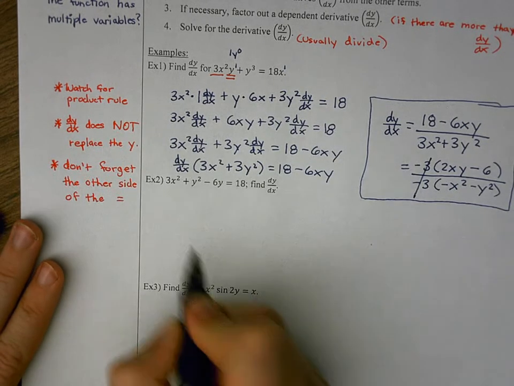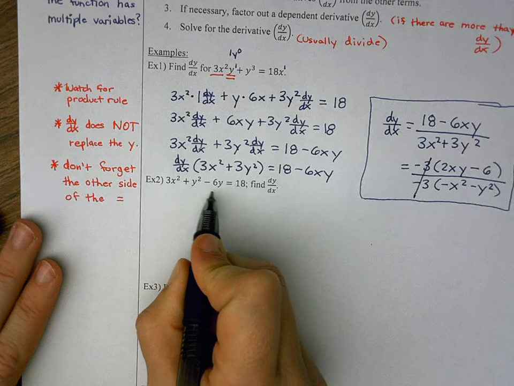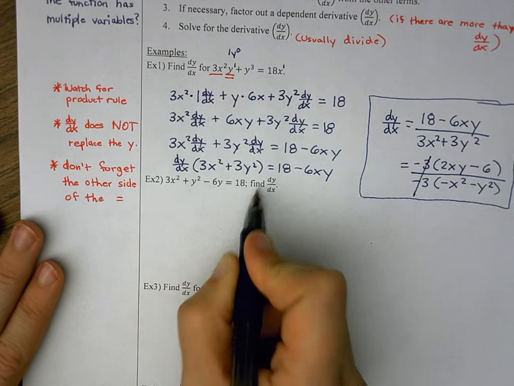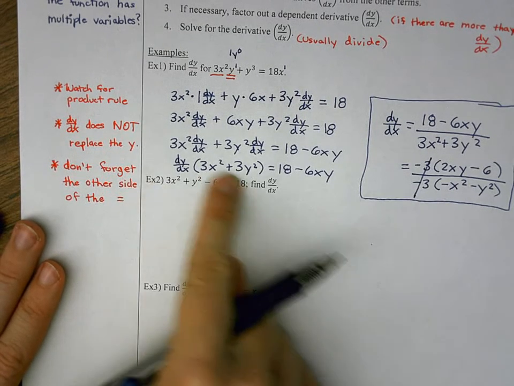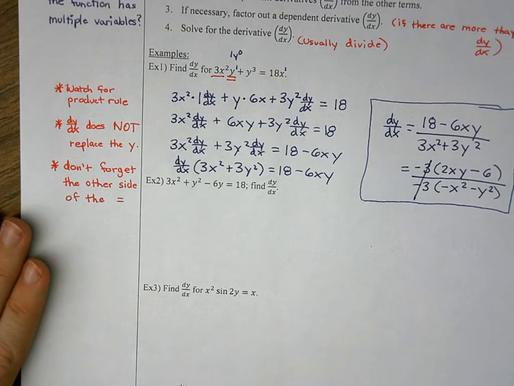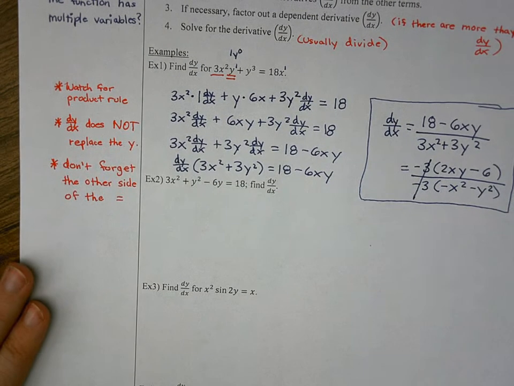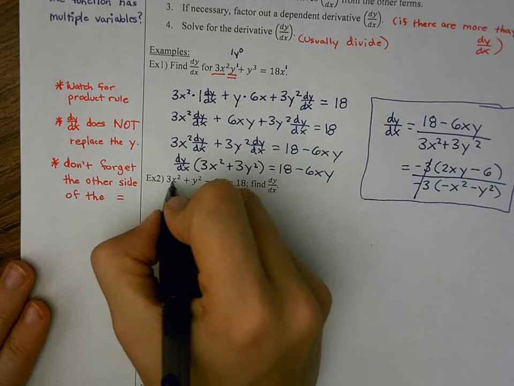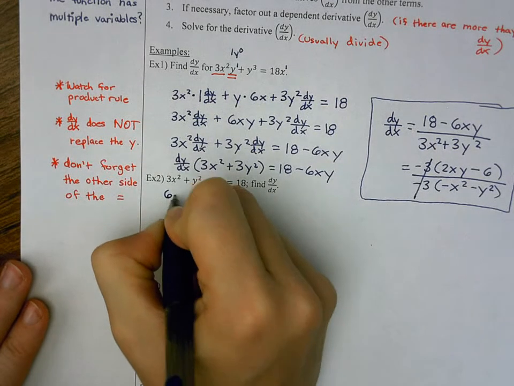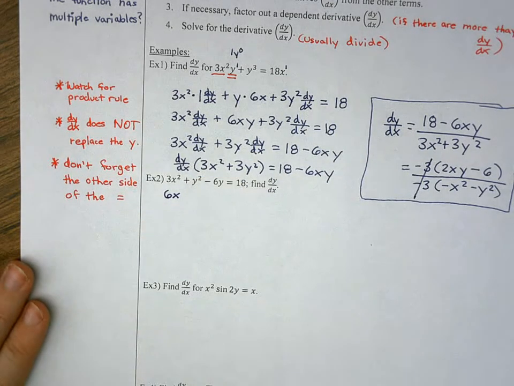So example 2. 3x squared plus y squared minus 6y equals 18. Find dy dx. Again, we see our multiple variables in here. There's no easy way to get the y by itself, and so I'm going to take the derivative as is. Okay? Derivative of 3x squared, that's power rule. Bring down the exponent, subtract 1 from the exponent.